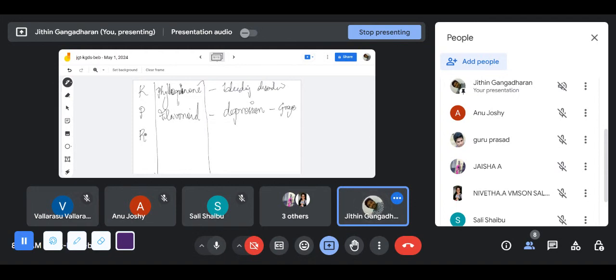Next is vitamin R. Ritalin is the name of vitamin R. It is important for brain function. So these were all about the vitamins. Okay, guys, are you having any doubt so far?